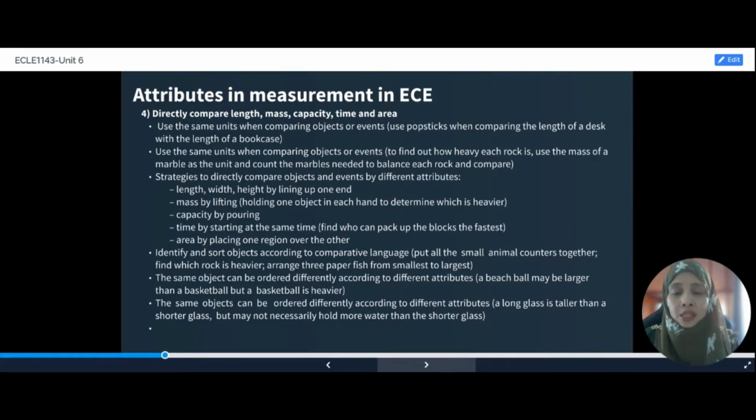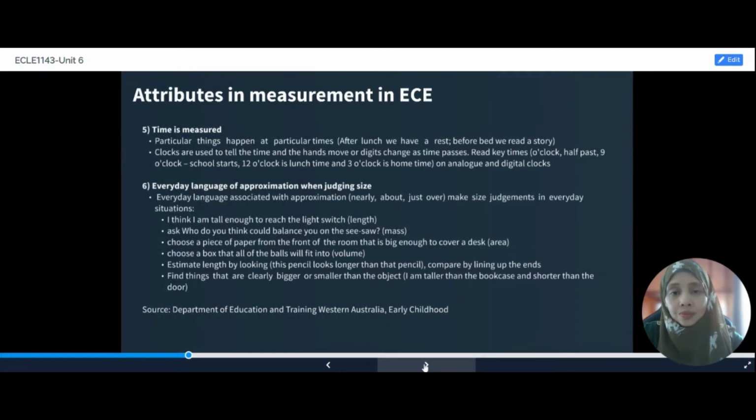The same object can be ordered differently according to different attributes. Yang tadi, the same object can be ordered sama. A long glass is taller than a shorter glass, but may not necessarily hold more water than a shorter glass. So, kalau gelas yang panjang tu memang dia tinggi daripada gelas yang pendek. Tetapi mungkin bila kita letakkan air, gelas yang pendek tu lebih dapat letak banyak air kerana dia lebar. Okay? So yang tu semua is a way that we can show to children the way that we measure in different attributes.